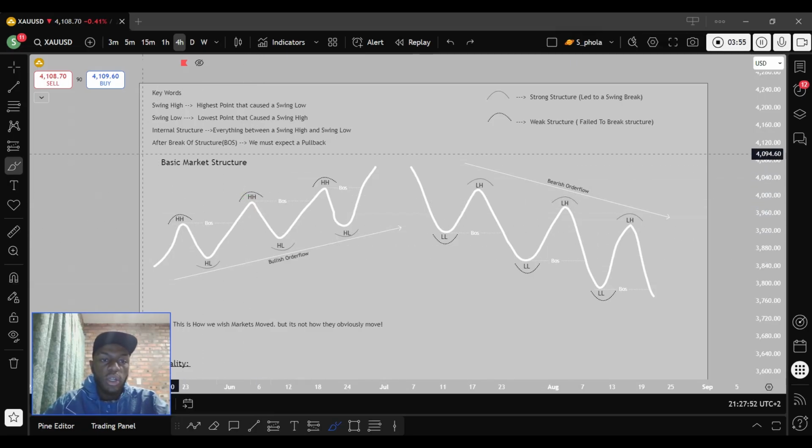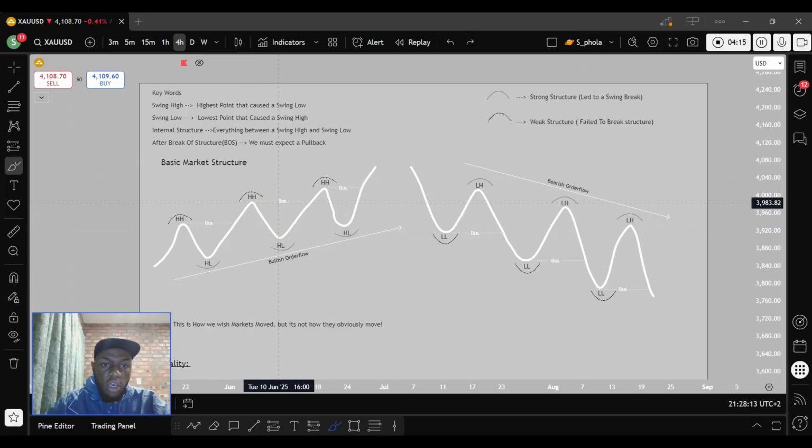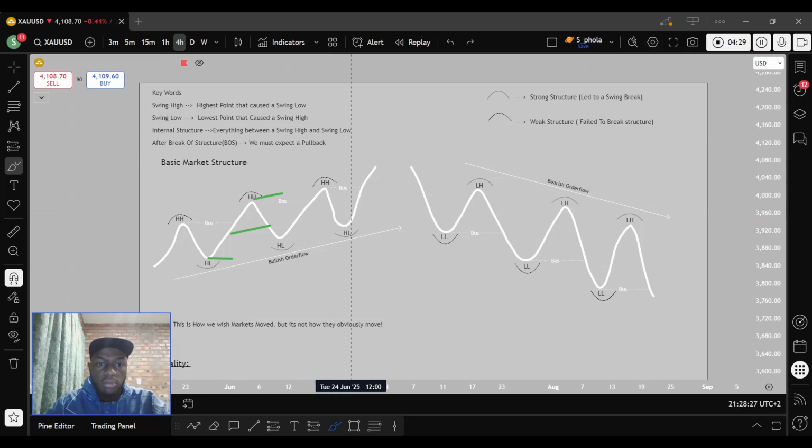Then what else do we have? We have internal structure, which is anything between a swing high and a swing low. So anything in between here is internal structure, because it is in between a swing high and a swing low. Sorry guys if this is lagging a lot. I'm trying by all means to find a new platform. But yeah, that is internal structure.